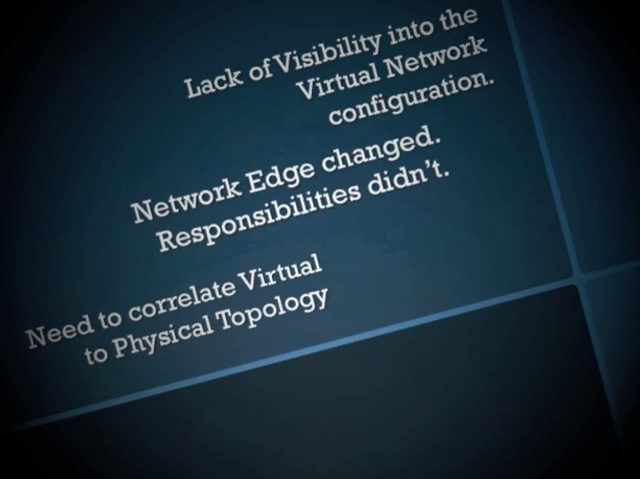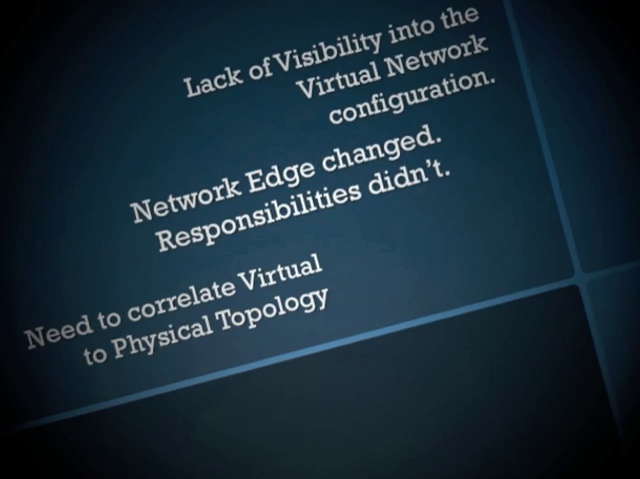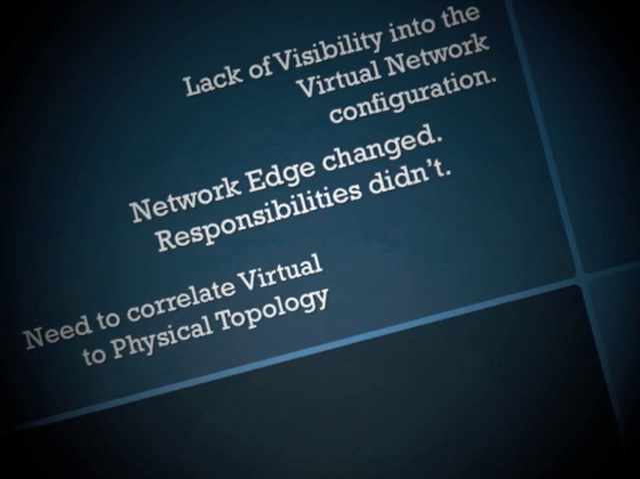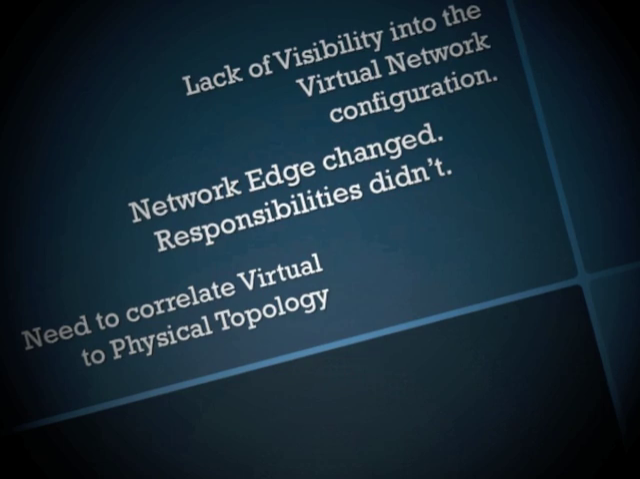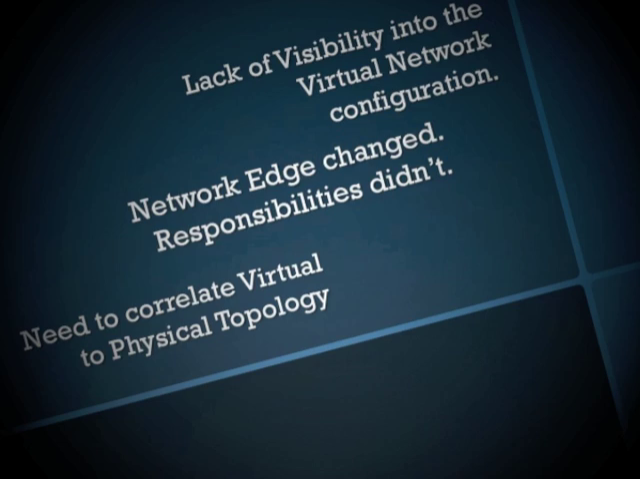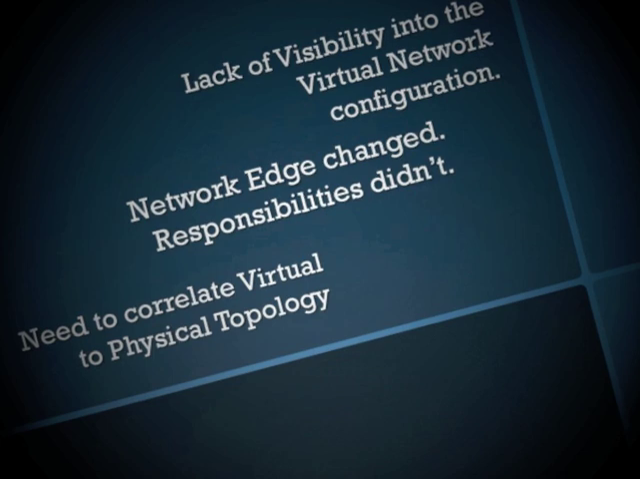Or, the other big one is just a matter of making sure you have the right information. The network edge changed and our responsibilities as network professionals didn't. We really need a tool and a way to bring the virtual and the physical network together and give us one consistent visual representation of what's going on in the network. Maybe you just need to correlate the virtual to the physical topology.